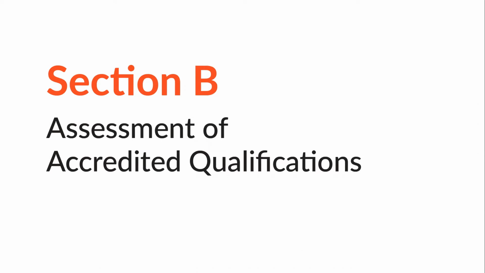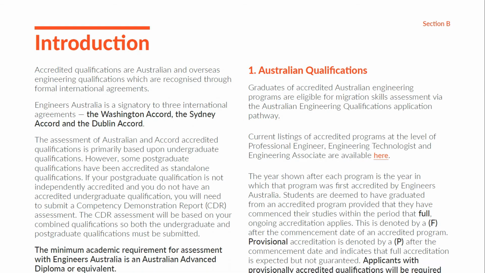Introduction is already done. Section B is the assessment of associated qualifications. These are for those who have applied through the Dublin or Washington Accord or the Sydney Accord. The Sydney Accord is for those who are already studying in Australia and want to get a PR there. So these are for those.